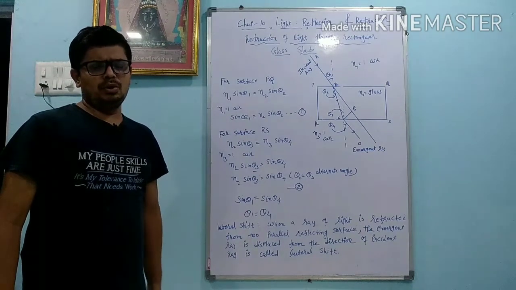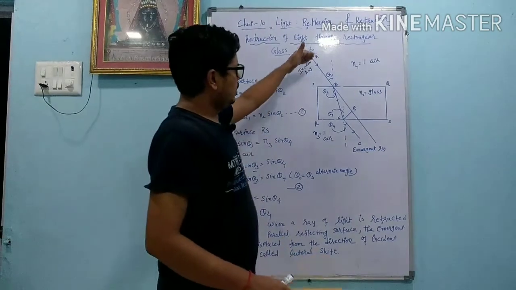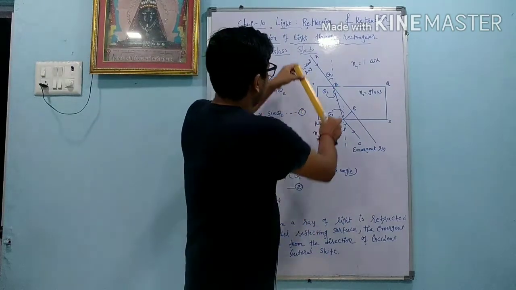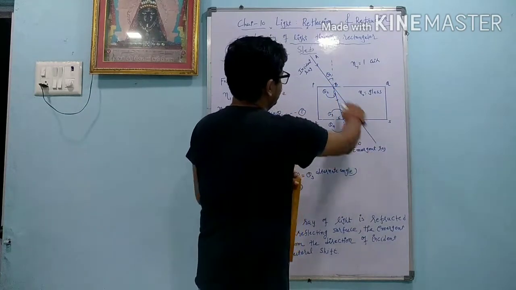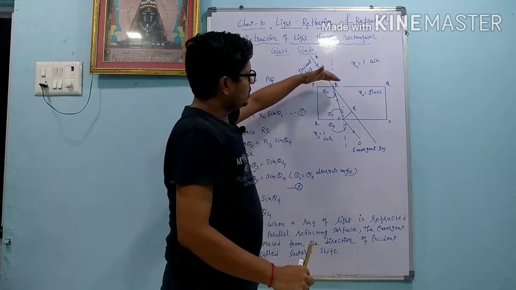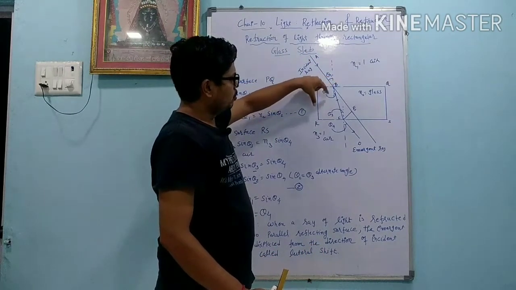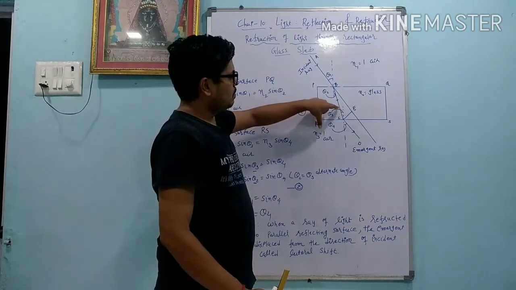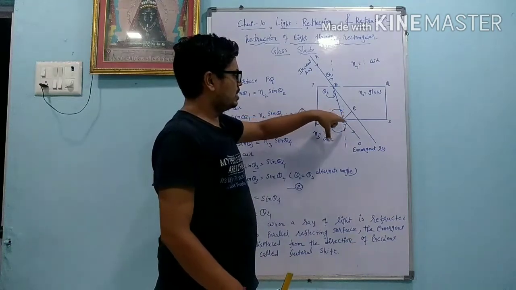Now in the next step we are going to learn lateral shift. Suppose refraction does not occur. What happens? The light passes in a straight direction, like A to B and onward. But because of refraction, what happens? Light changes direction from A to B. Then it goes nearer to the normal, B to C, and when it passes from the denser medium to the rarer medium, it goes away from the normal, that is C to D.